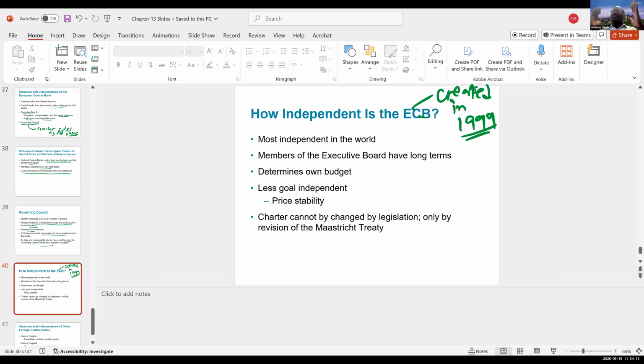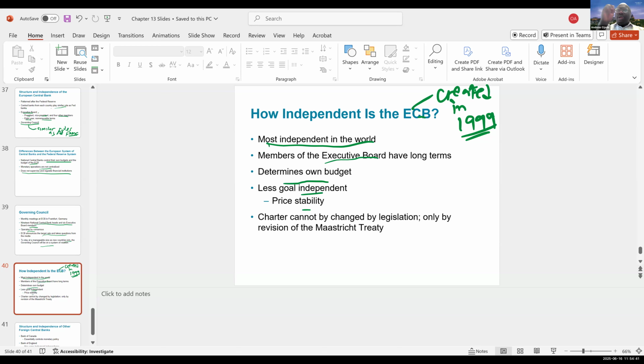So before the ECB was created in 1999, the Federal Reserve used to be the most independent central bank. But now the ECB is the most independent central bank, more independent than the Fed. The Fed used to be the most independent central bank in the world, but now the ECB is. Members of the executive board have long terms and determine their own budget.